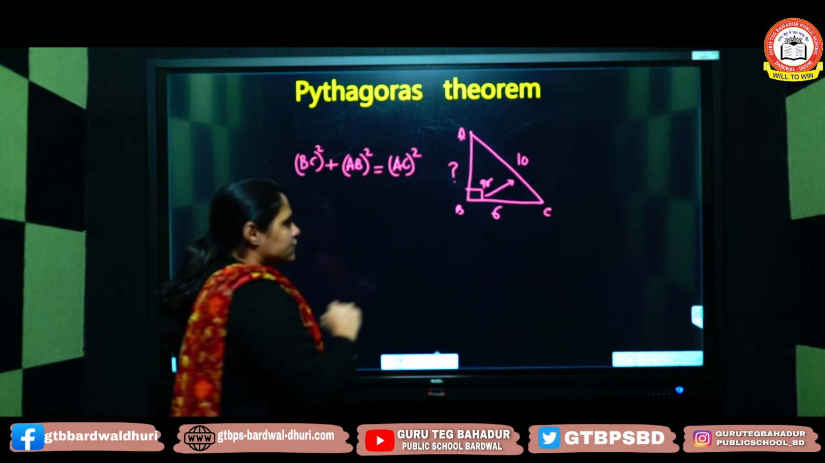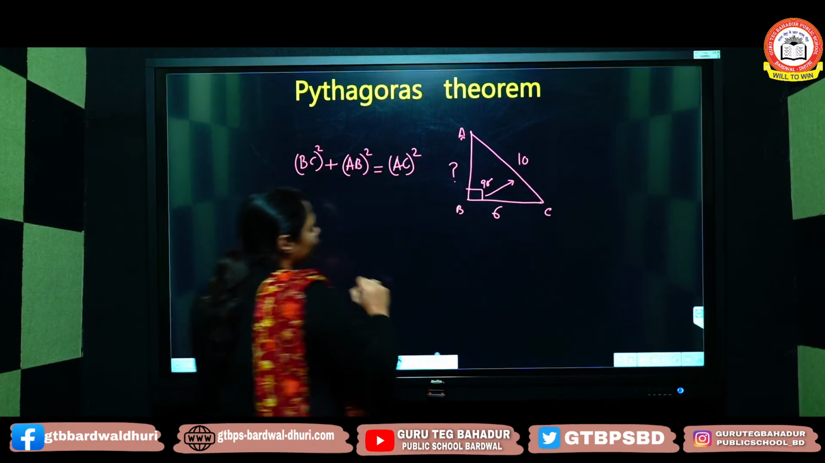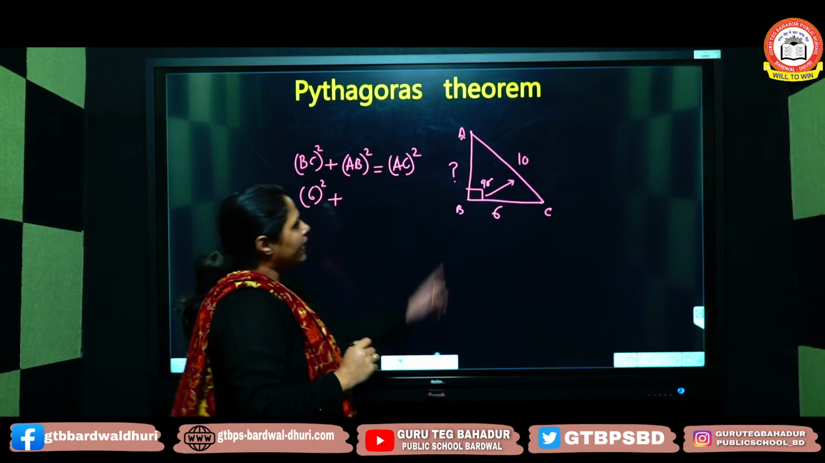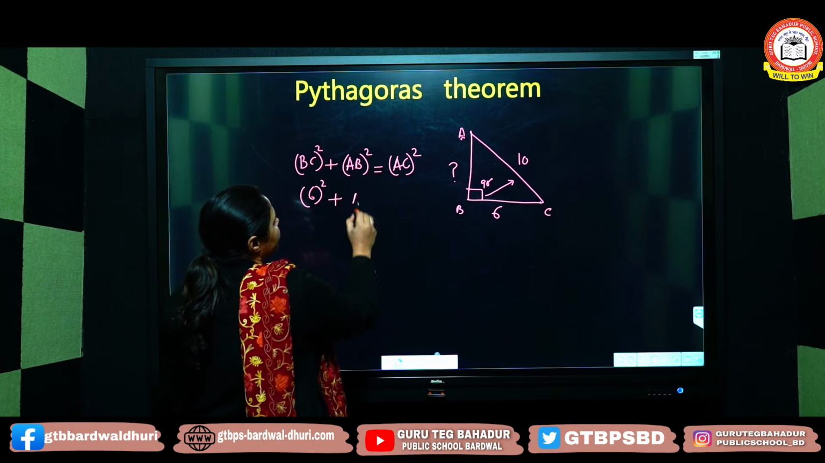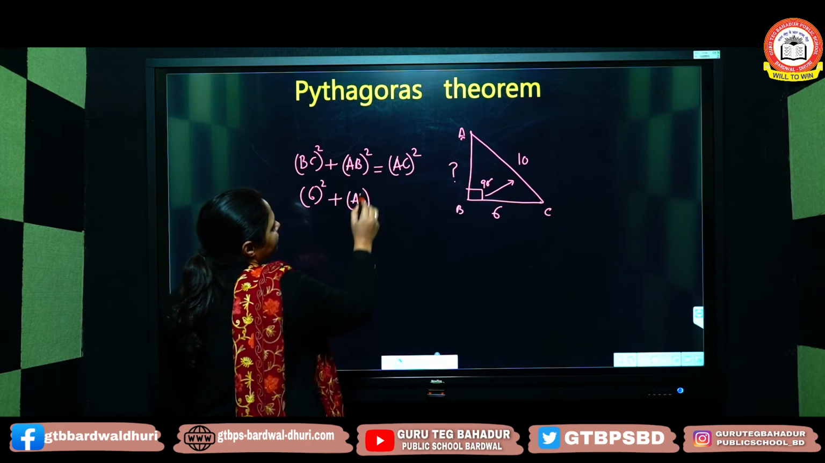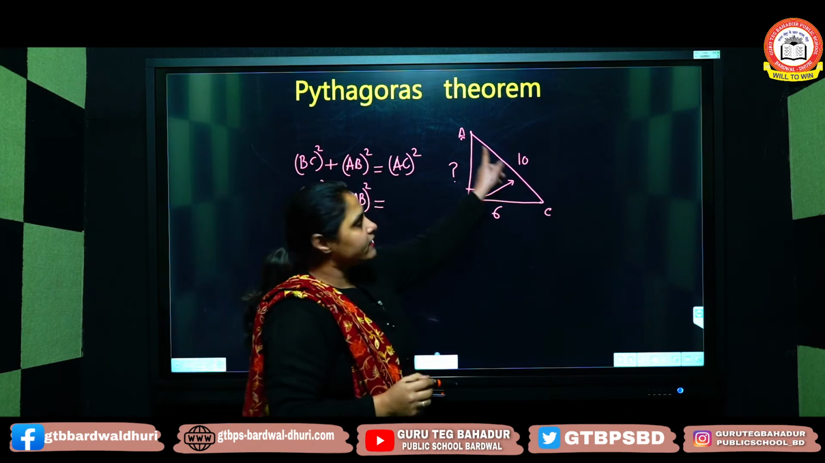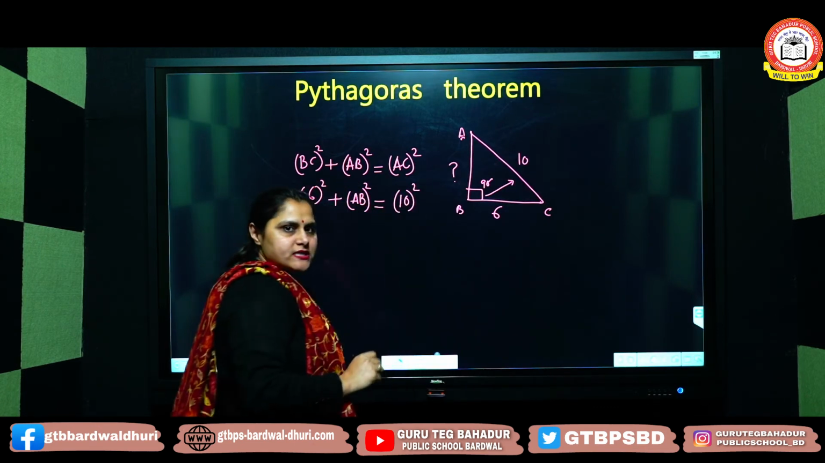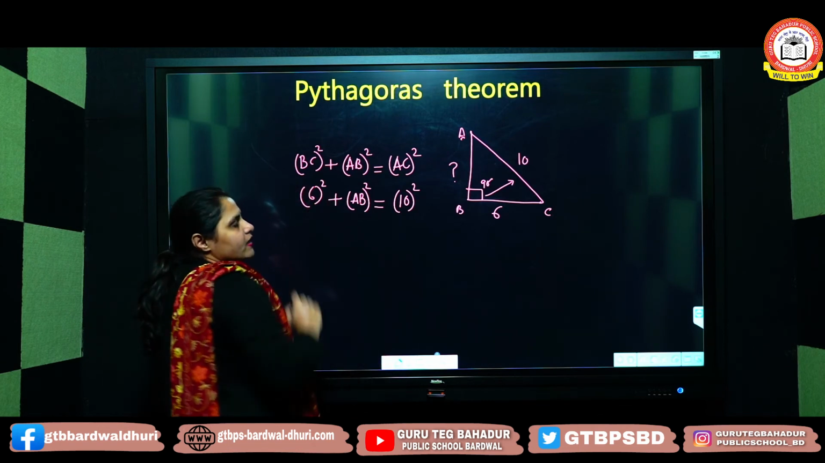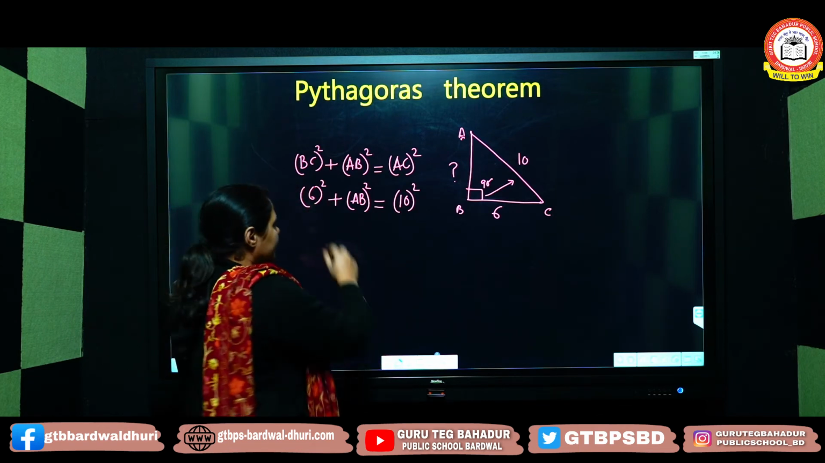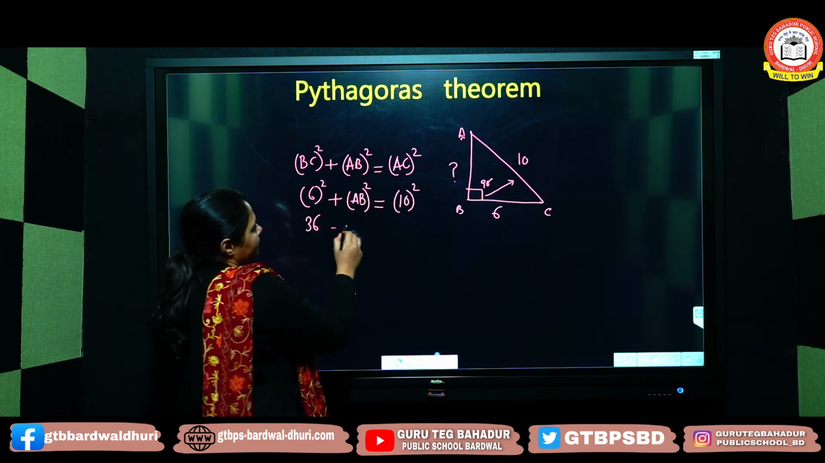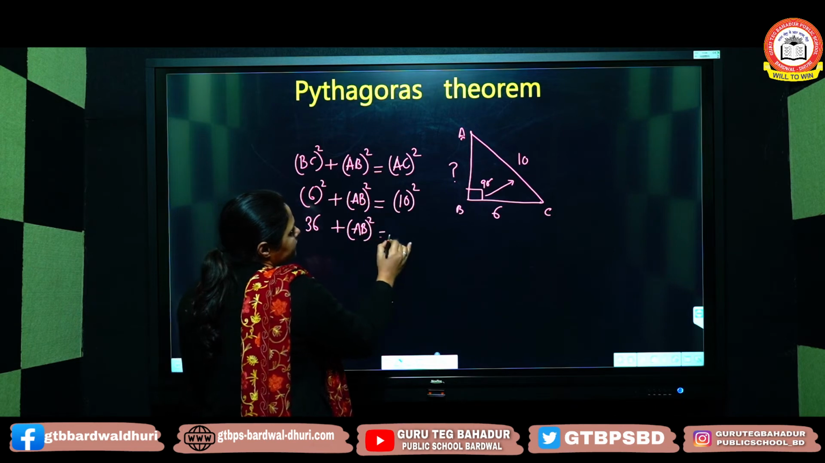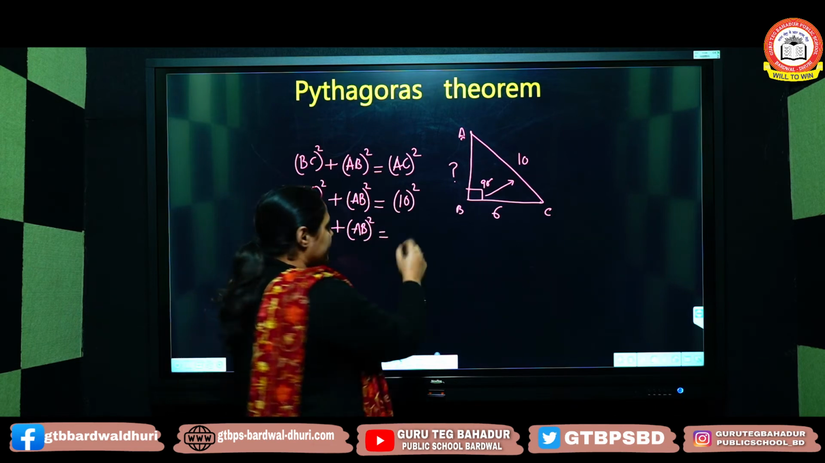Okay, and now let's put the values which are given here. BC we know, that is 6, so it will be 6 square, plus AB value we don't know, so we will write AB square as it is here, and AC is given 10, so I will write here 10 square. Now firstly I will open the squares. 6 square means 6 multiplied by 6, that is 36, plus AB square is equal to 10 square. 10 multiplied by 10 is 100.